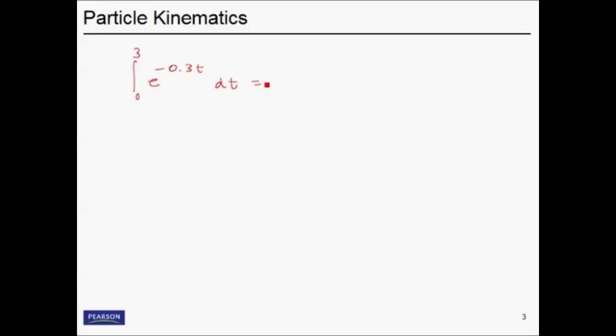If you recall from your calculus class how to integrate this, we get this kind of an expression: 1 over minus 0.3 times e to the minus 0.3 t, and we're going to evaluate that from 0 to 3. And so this then becomes minus 1 over 0.3 times e to the minus 0.9, that's 0.3 times t where t is equal to 3, and then from that we're just going to subtract 1, and let me remind you that that 1 is really just e to the 0.